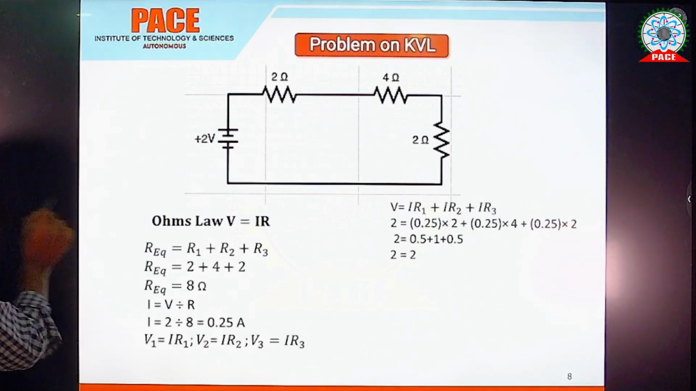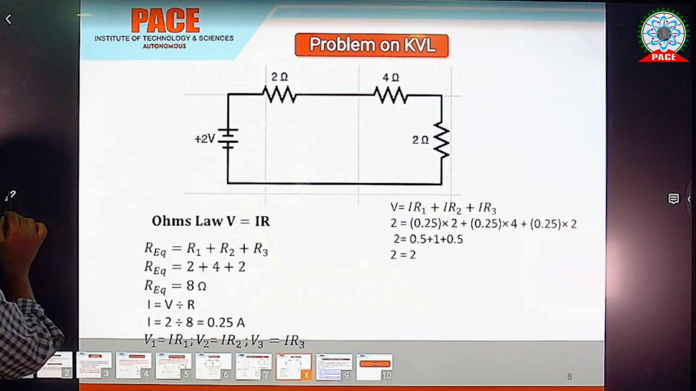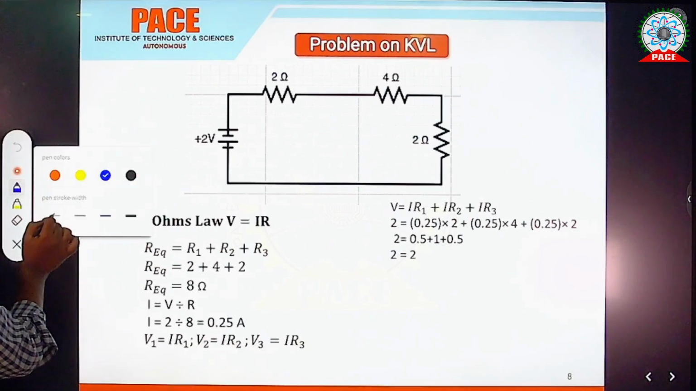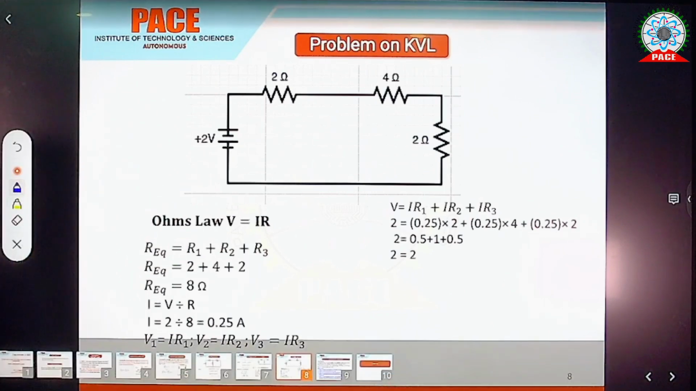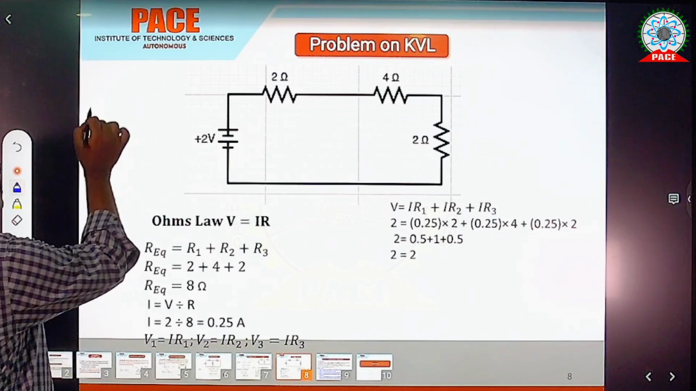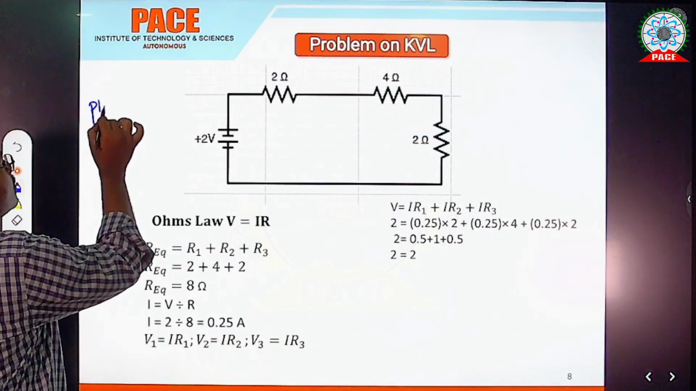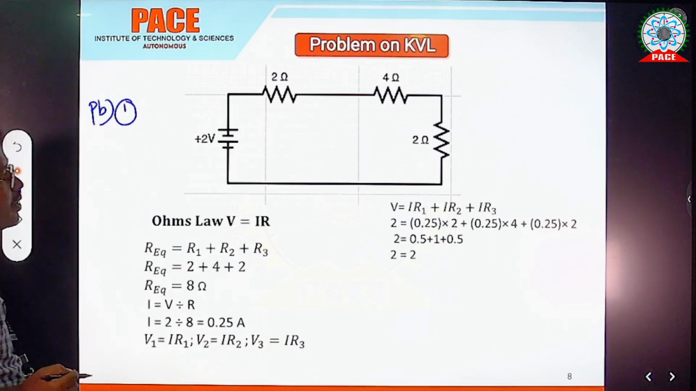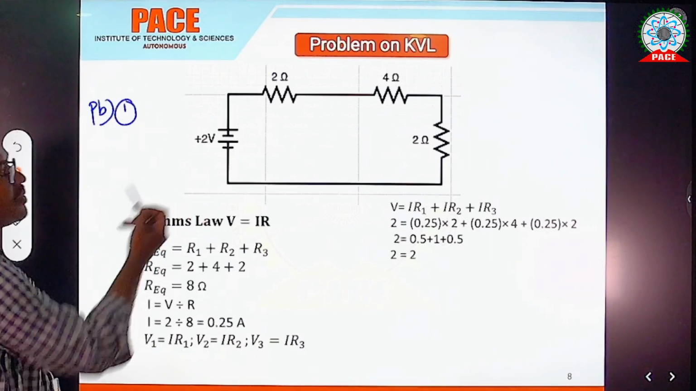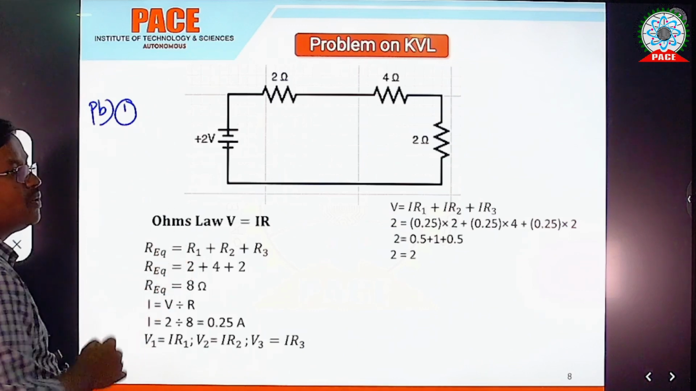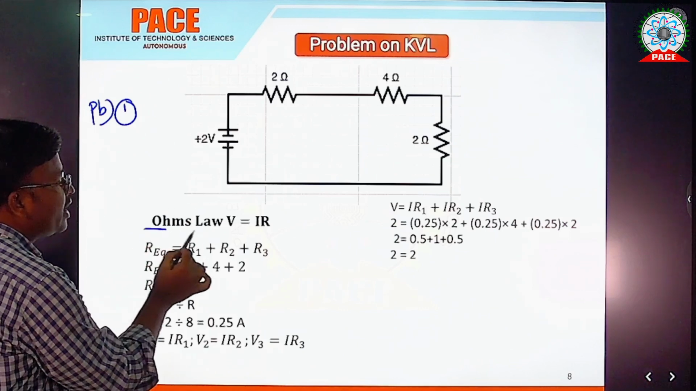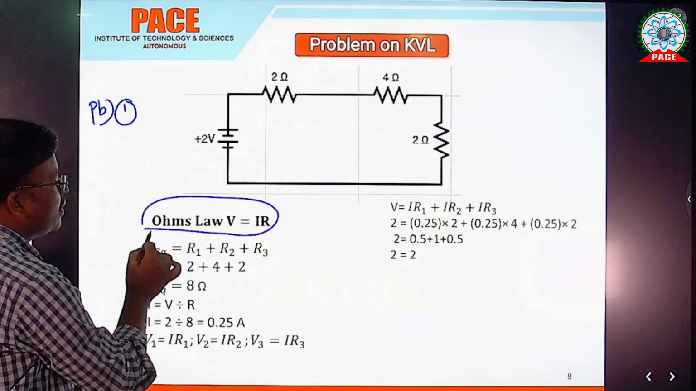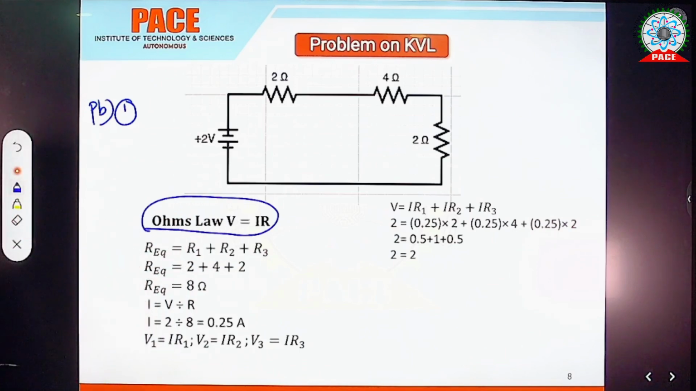Problem on Kirchhoff voltage law. We are going to take the circuit. We already know Ohm's law is V equal to IR. So from this circuit we are going to find the R equivalent value. R equivalent value we need to find.